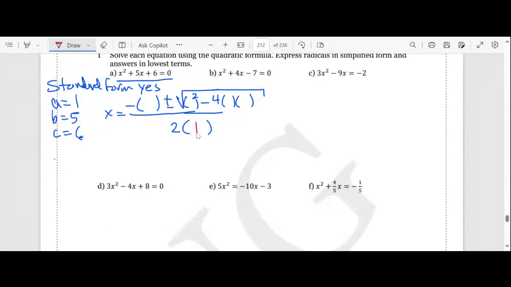How much is A? How much is B? B. How much is C? So 5 squared is how much? 25. 4 times 6? So -5 plus or minus what? Over 2. So your final answer will be what?